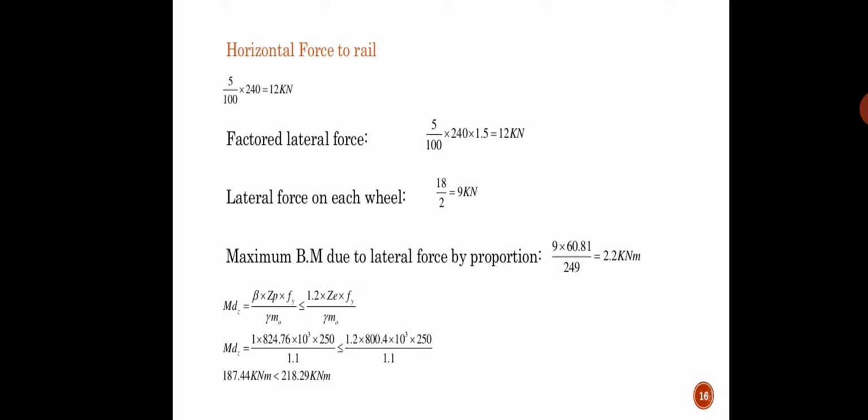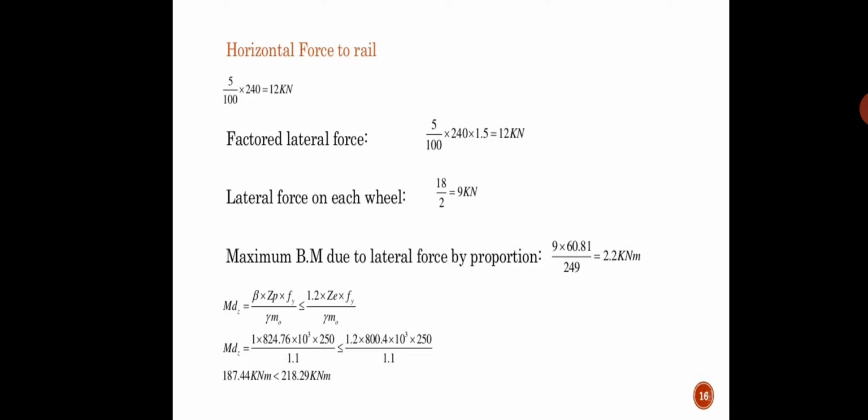Again find out maximum bending moment due to this lateral force. So we will calculate by proportion. At 9 kilonewton it is 6.81, so what should it be for 249 kilonewton? So we will take 2.2 kilonewton meter.